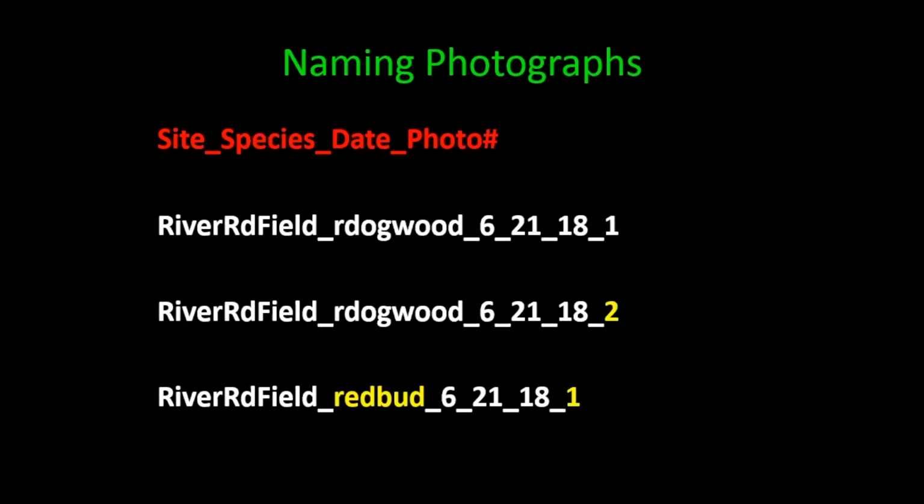And her third photograph is of the redbud, and that would be named River Road Field because it's at the same site, redbud _ 6/21/18, and photograph 1. So pretty straightforward and pretty simple.